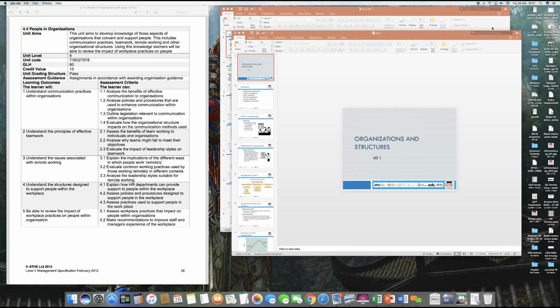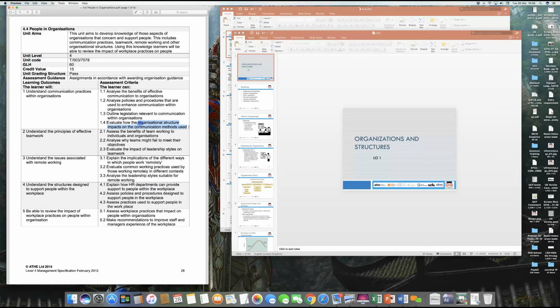Now, I think what we are looking at is, after the overview of the unit, what I'm trying to cover today. I've got two presentations in particular for Learning Outcome 1 and Learning Outcome 2. In Learning Outcome 1, we'll start with understanding what is called the organizational structure and what impact it has on the organization in general.